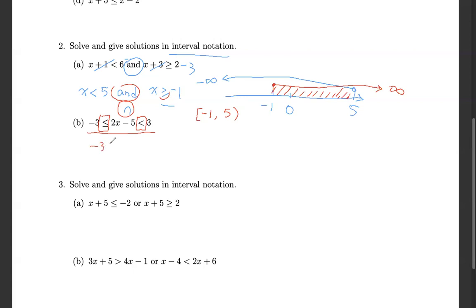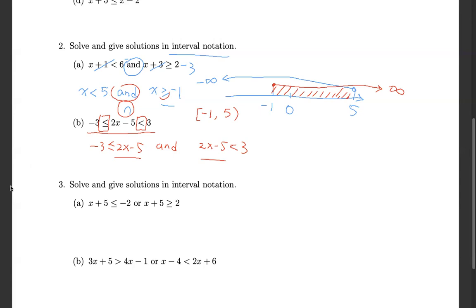One is negative 3 less than or equal to 2x minus 5. And this means then and 2x minus 5 less than 3. Because we see 2x minus 5, 2x minus 5, that's why we can put them together. So how do we solve this? We can solve this way by breaking up into 2. Then the rest is the same as 8.